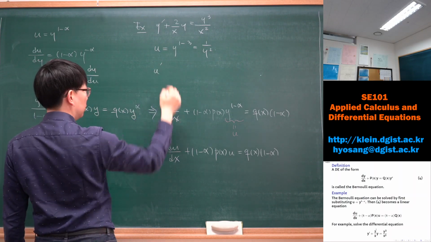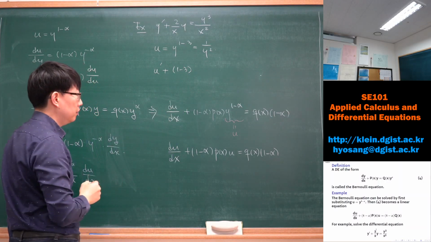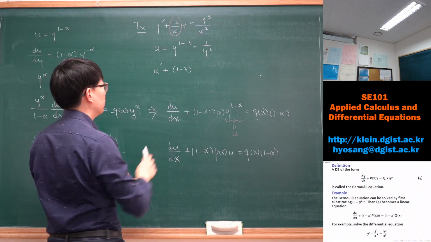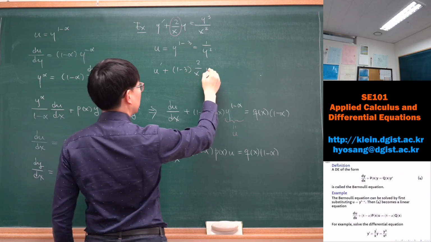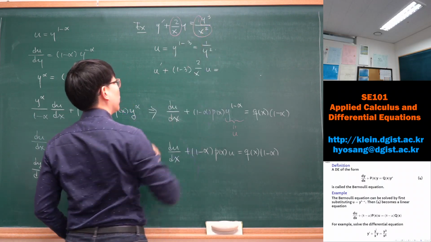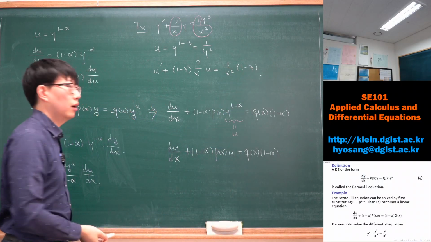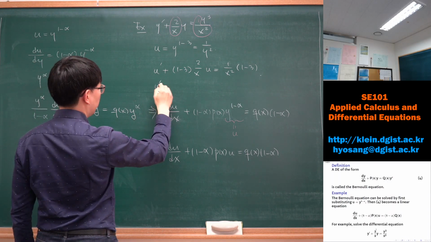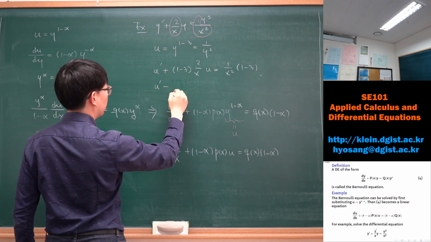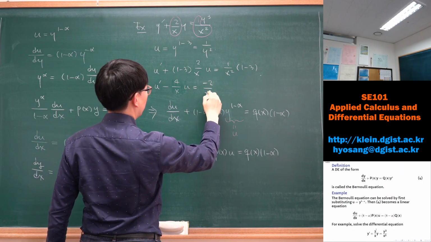So when I do the substitution, I get u prime plus (1 minus 3). Okay, and what is p(x)? p(x) was this guy, 2 over x, times u equals, what is q(x)? q(x) is 1 over x squared, so 1 over x squared times (1 minus 3). So let's solve this. First, simplify this to u prime minus 4 over x times u equals minus 2 over x squared.